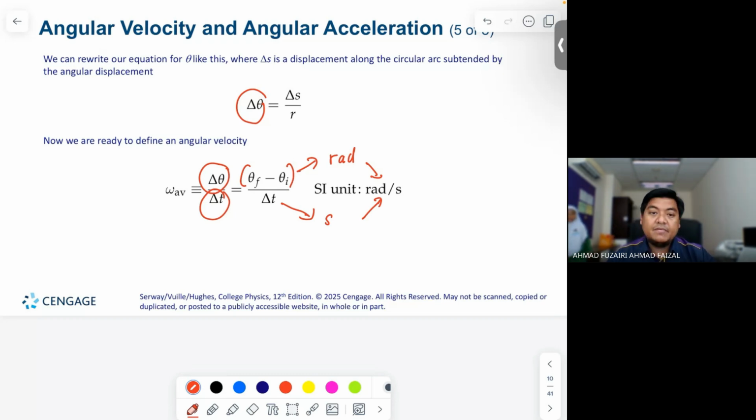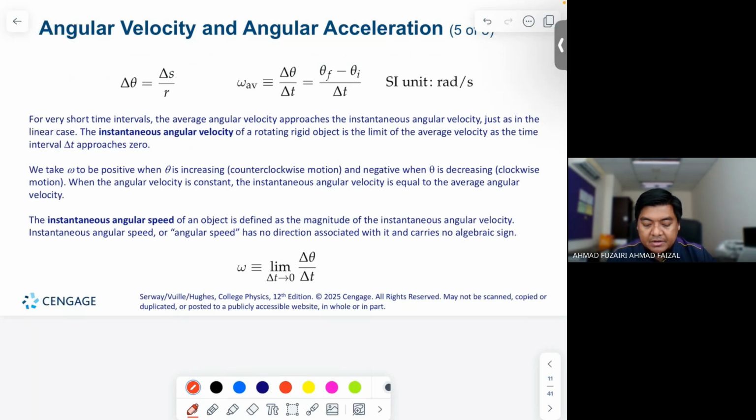So angular displacement divided by time. For very short time intervals, the average angular velocity approaches the instantaneous angular velocity, just as in the linear case. So the instantaneous angular velocity of a rotating rigid object is the limit of the average angular velocity as the time interval delta t approaches zero.